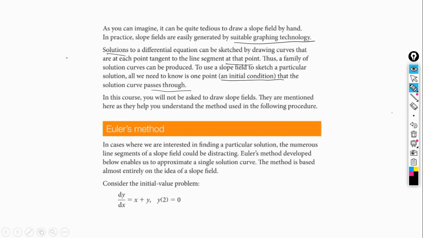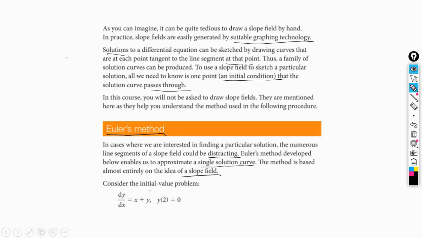In this course, luckily, you will not be asked to draw slope fields, but they are mentioned here as they help you understand the method used in the following procedure, which is Euler's method. In cases where we are interested in finding a particular solution, the numerous line segments of a slope field could be distracting. Euler's method, developed below, enables us to approximate a single solution curve. The method is based almost entirely on the idea of a slope field.